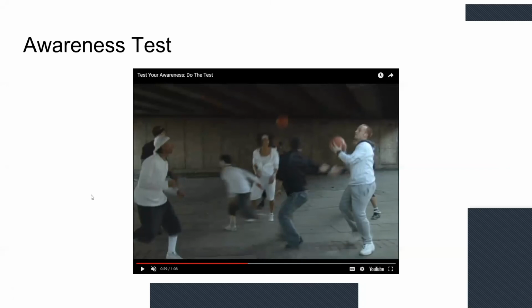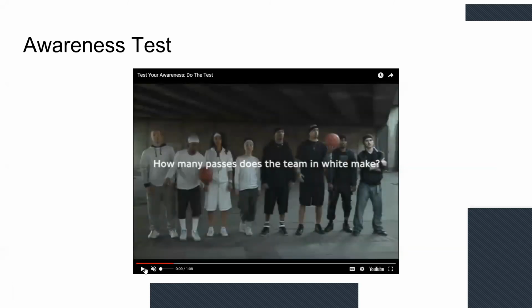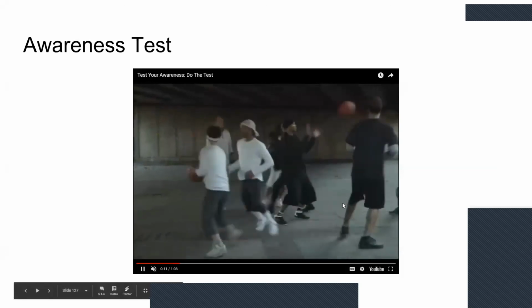And so the total is 13. The trick to this is the fact that while you're given a task, specifically to count how many passes go between the team in white, during this whole passing back and forth, they ask, did you notice the moonwalking bear? And I'll highlight that while it's going through.